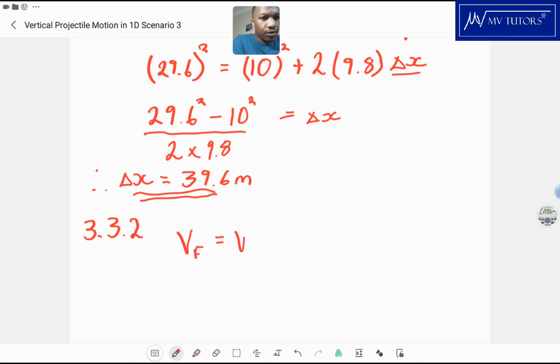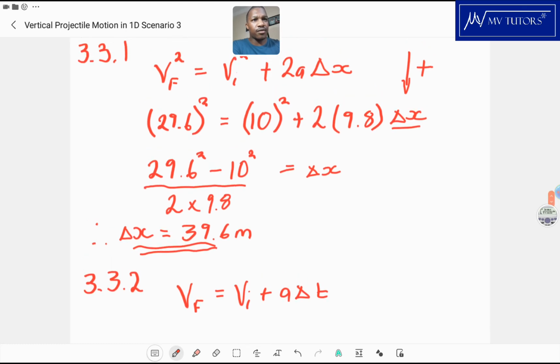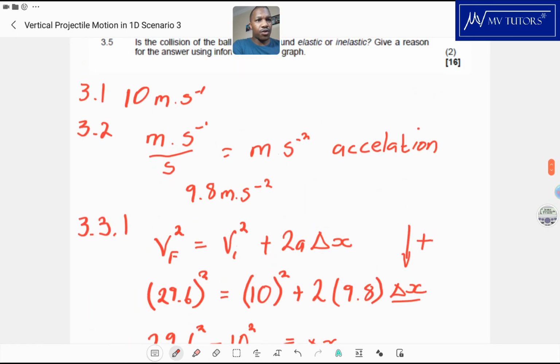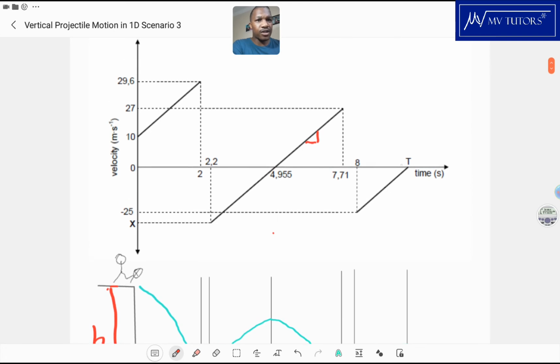Vf is equal to Vi plus acceleration times change in time. See the difference? If you're looking for change in time, these are not squared. For change in distance, these are squared, just like you can see. Let's go ahead and plug in the variables. If we look at the final velocity from this graph, you can see that the final velocity is 0, but the initial one is 8.